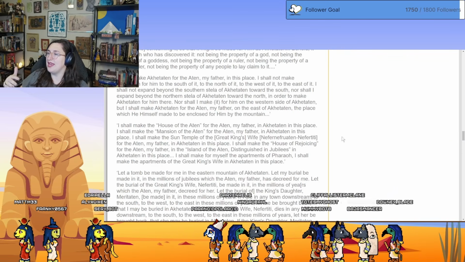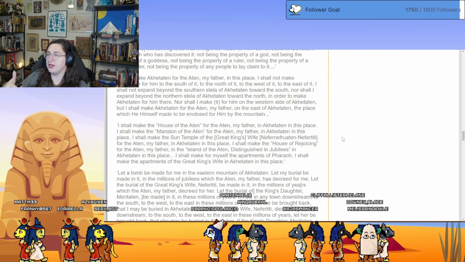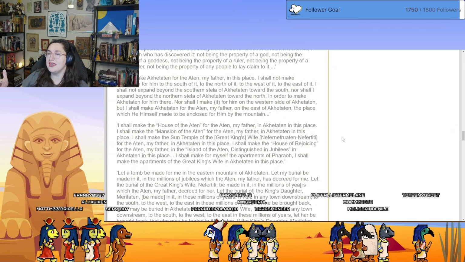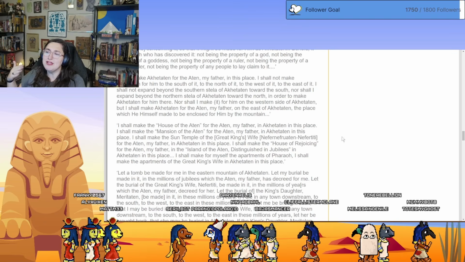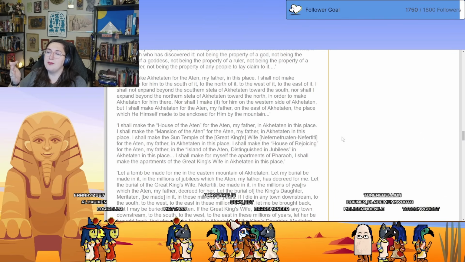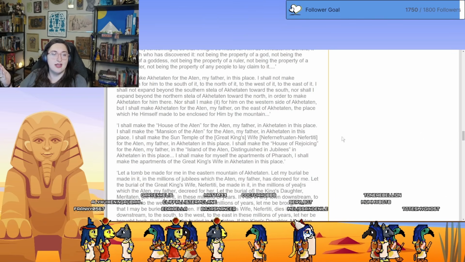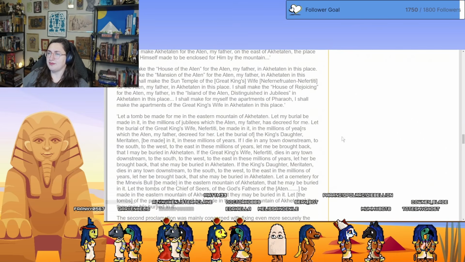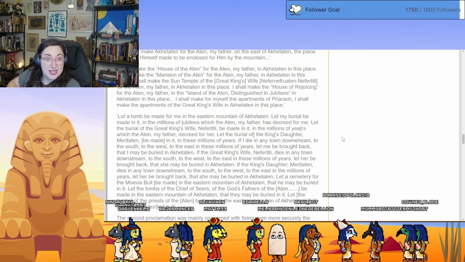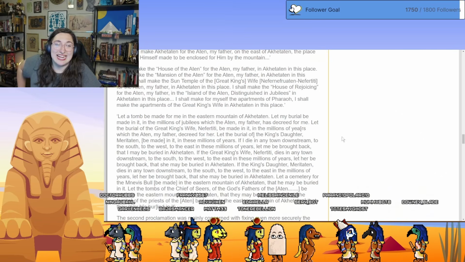I shall make the houses of rejoicing for the Aten, my father, in the island of the Aten, distinguished in jubilees in Akhetaten in this place. I shall make myself the apartments of the Pharaoh. I shall make the apartments of the great king's wife in Akhetaten in this place. To summarize so far, because it's going to continue to repeat.